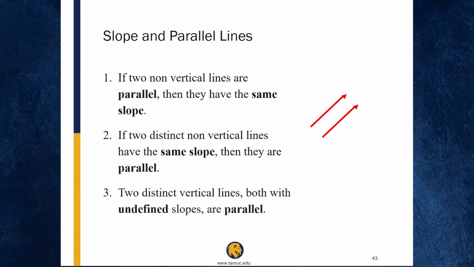Also, we understand that two parallel lines with undefined slope are vertical lines. So two distinct vertical lines, both with undefined slope, are parallel.